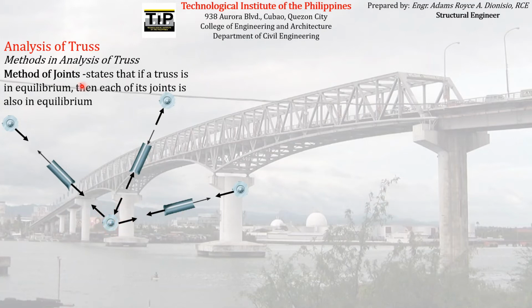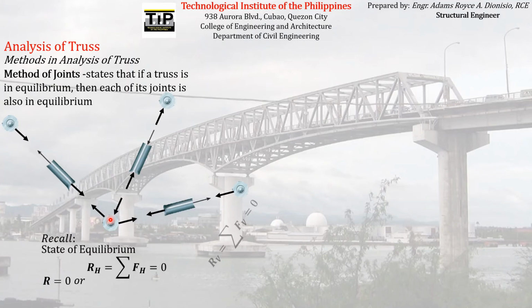Again, sabi sa method of joint, dapat kung in equilibrium yung truss natin, dapat yung joint just like this one is also in equilibrium. Meaning dapat it will satisfy the three equations of equilibrium. Summation forces horizontal tsaka vertical equal dapat sa 0 sa joint na to.